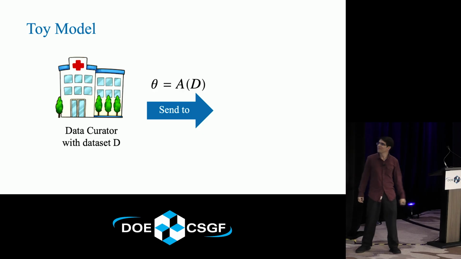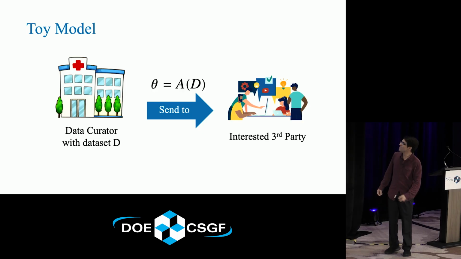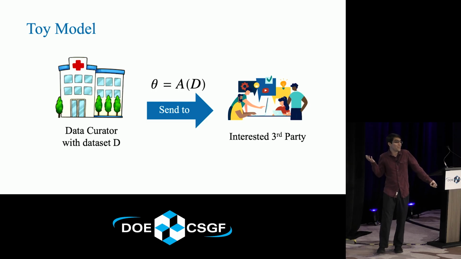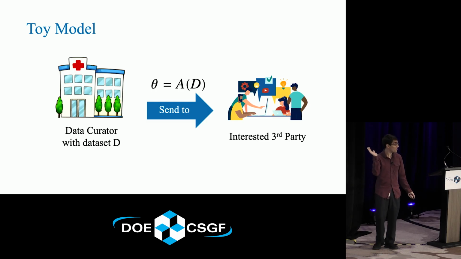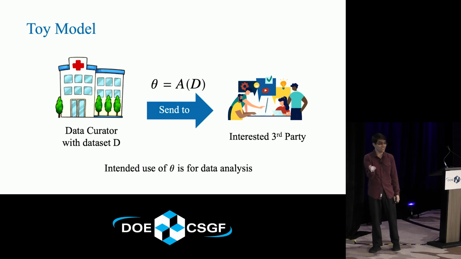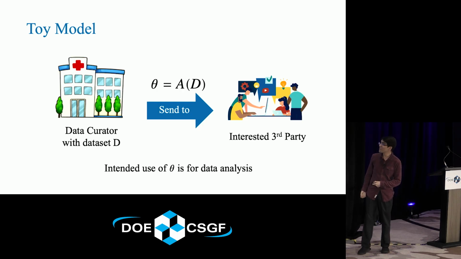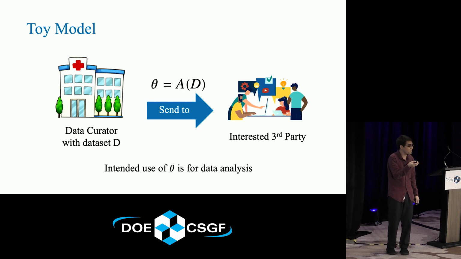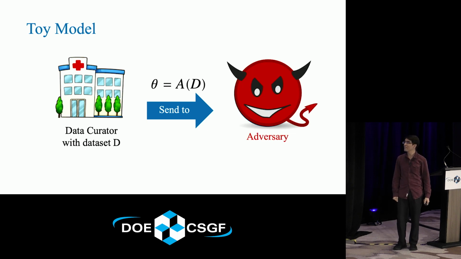It's just at least how I denote it. And they're going to send this over to some interested third party. This third party can be literally anyone. They could open source their statistics and release it to the whole world, or this could be some intermediary. And the intended use of theta, the intended use of what they're sending is for data analysis, is to have some general property about the data set, but the intended purpose is not to leak information and to not release any particular sensitive elements of this data.